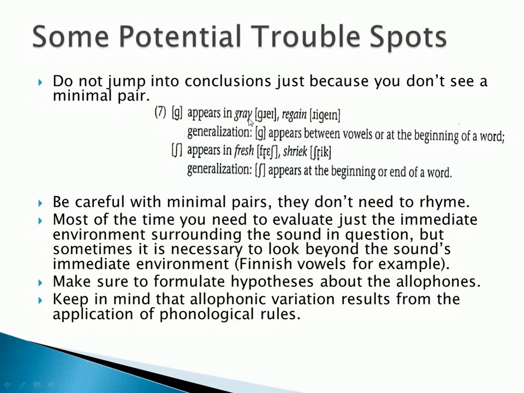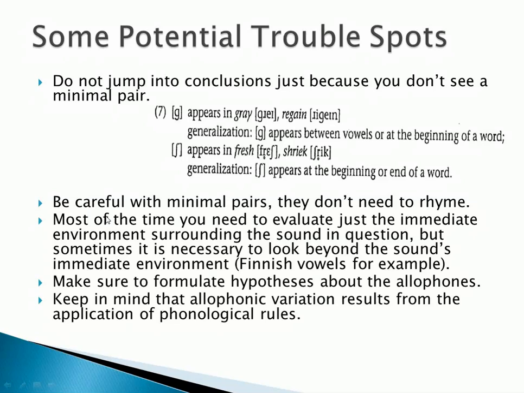Let's see. I'm going to analyze the transcription. The g sound appears in gray and also in regain. Okay, so I'm going to analyze these two, and I'm going to come up with a generalization. G appears between vowels or at the beginning of a word. Now let's see the sh sound. It appears in fresh and shriek. So the generalization will be that sh appears at the beginning or end of a word. Okay? And they are two different phonemes.